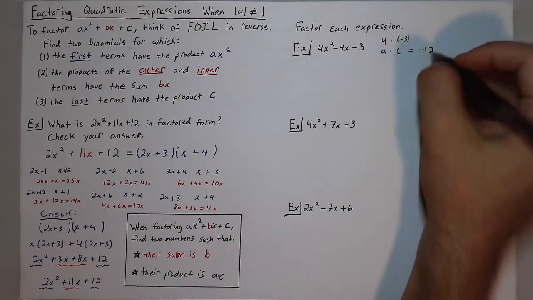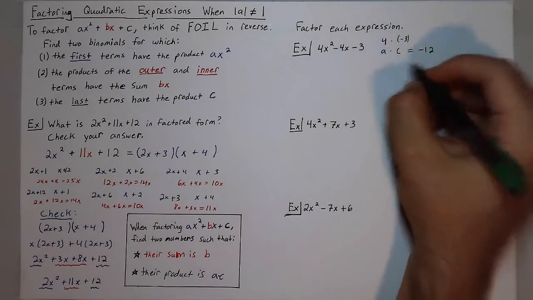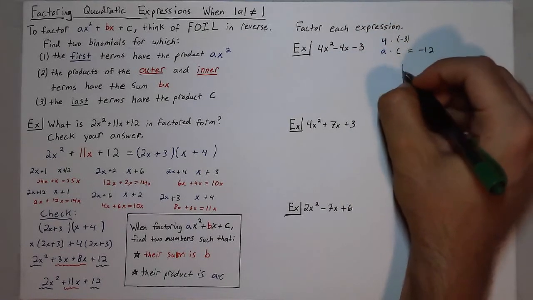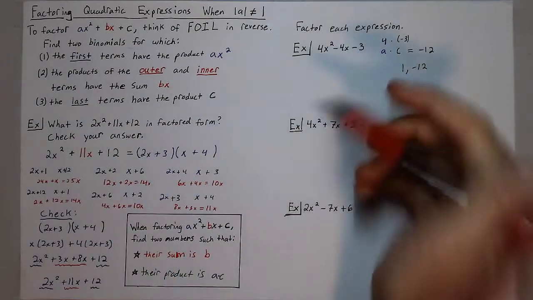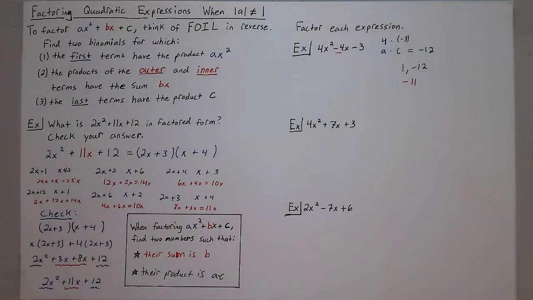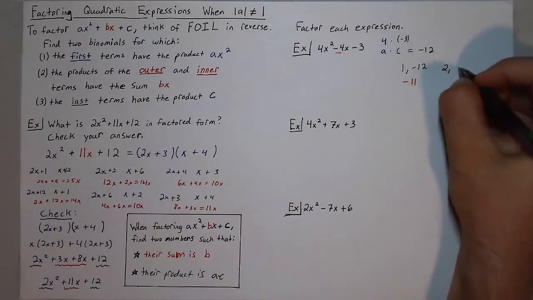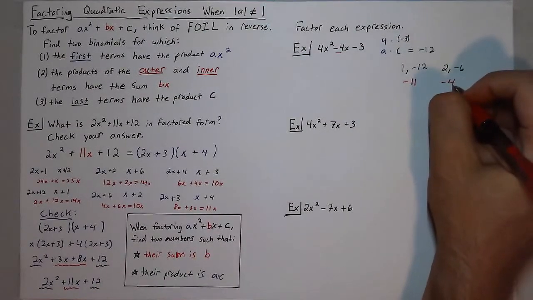So going through, it has to add to a negative number, so now I want the bigger number to be negative. So if I thought of 1 and negative 12, they would add together to give me negative 11, which isn't quite right. I can also do 2 and negative 6. Those add together to give me a negative 4.